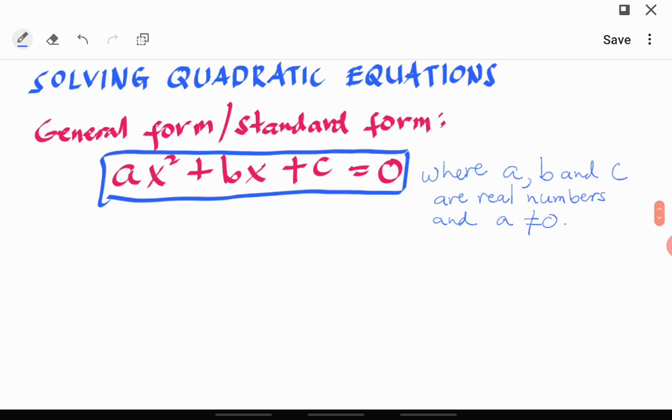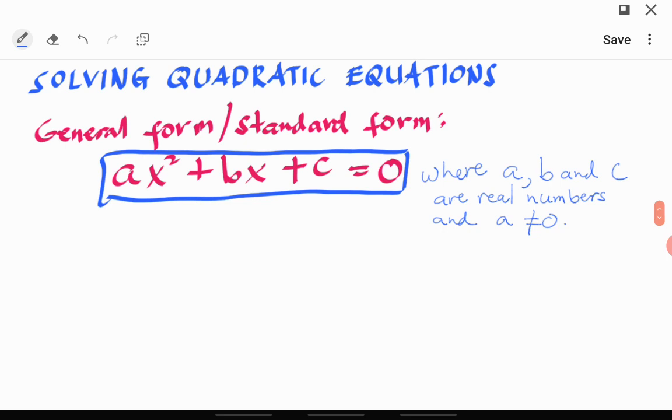First of all, this is the general form or the standard form of a quadratic equation: ax squared plus bx plus c equals 0, where a, b, and c are real numbers and a is not equal to 0. So yan yung general form or standard form ng quadratic equation. Okay? At saka yung a, b, c ay mga real numbers. Yung x ay ang variable natin.